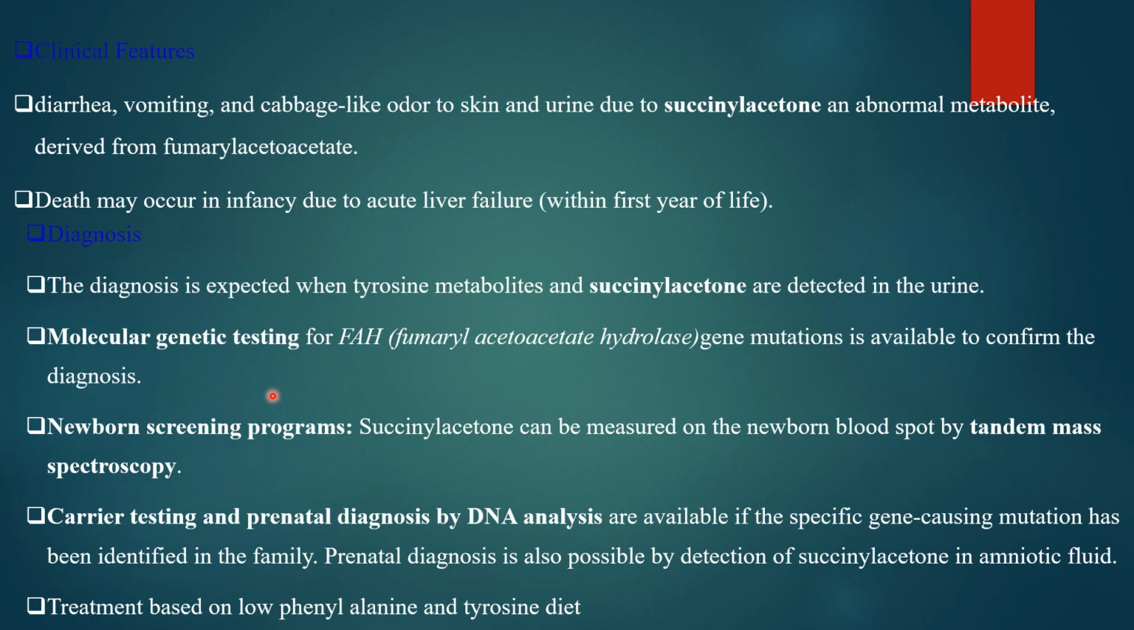Then molecular genetic testing for FAH, that is fumarylacetoacetate hydrolase gene mutations. Then newborn screening is to measure the succinylacetone via tandem mass spectrometry in the blood and urine spot samples. Then carrier testing and prenatal diagnosis by DNA analysis are also available if the specific gene-causing mutations have been identified in the family. Prenatal diagnosis is also possible by detection of succinylacetone in the amniotic fluid. Treatment based on a low phenylalanine and tyrosine diet is recommended.